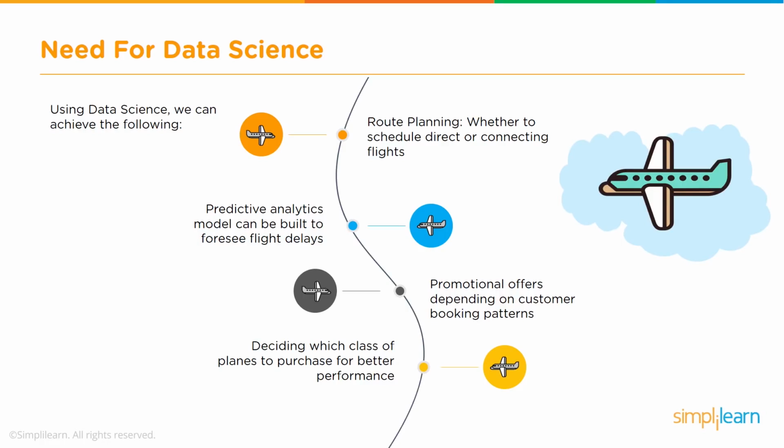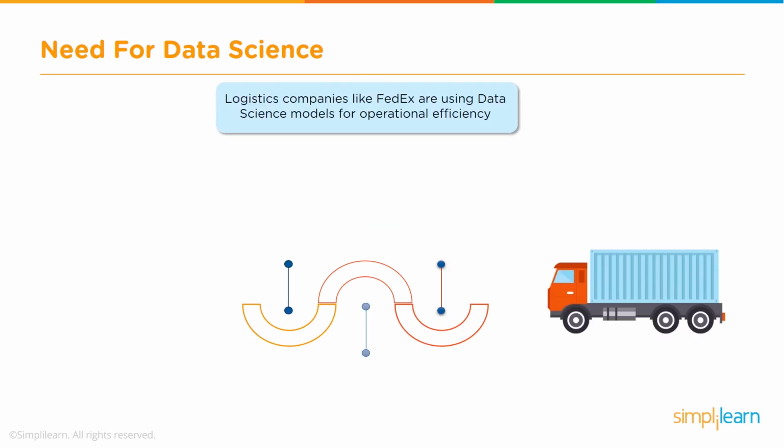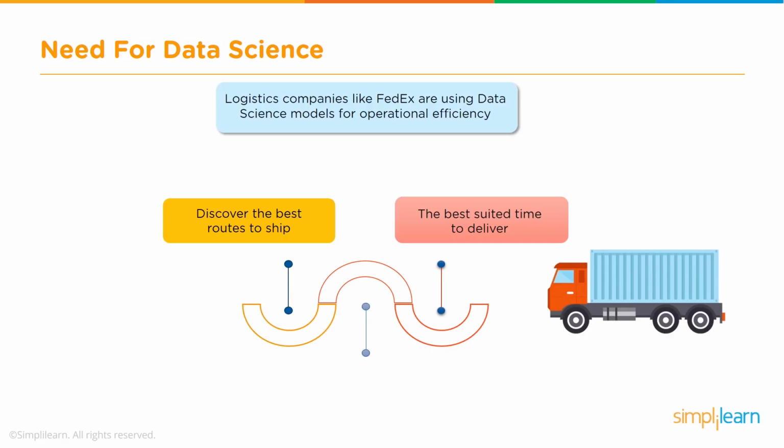And another industry where data science can be used and benefited would be logistics. Companies like FedEx use data science models to increase their efficiency drastically, to optimize the routes and cut costs and so on. Before their delivery truck actually sets out, they determine which is the best possible route to ship their items to the customers. And based on various inputs, they also predict or come up with the best suited time to deliver. And last but not least, they determine what is the best mode of transport for this delivery as well.